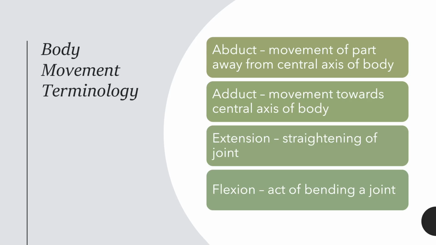We also should get familiar with body movement terminology. Sometimes we'll ask patients to do these, or I'll tell you to do these to the patient because they're not going to know necessarily how to abduct or adduct their arms. But abduct is to move away from the body. Adduct is to bring back toward. Extension is to extend a joint or straighten it out. And flexion is to bend it.